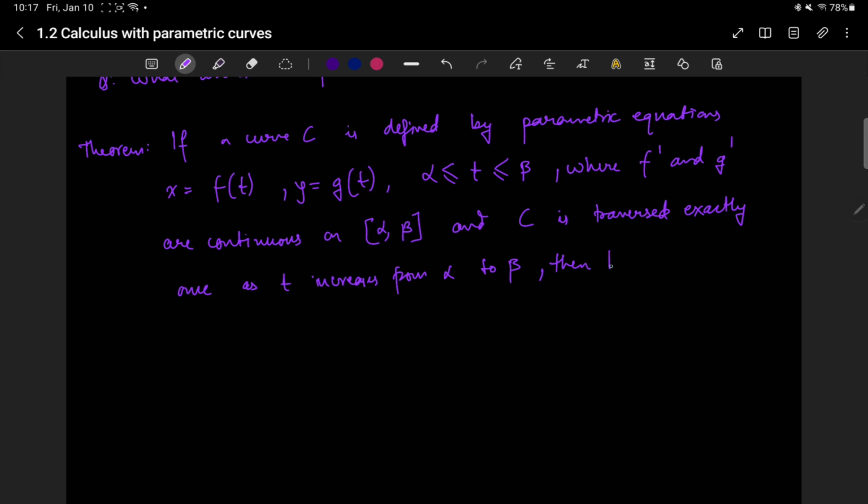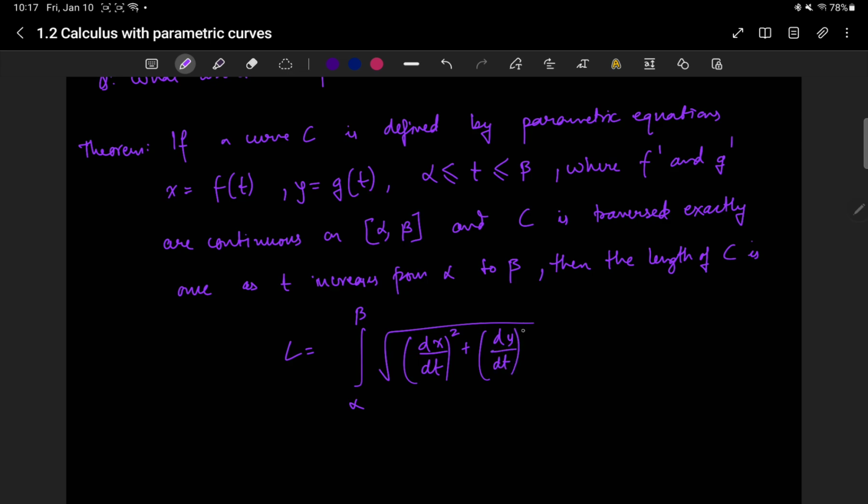Then the length of C is given by, with the parameters going from alpha to beta, we still have a square root, but we have a (dx/dt) squared and a (dy/dt) squared, and all of this integrated with respect to dt.